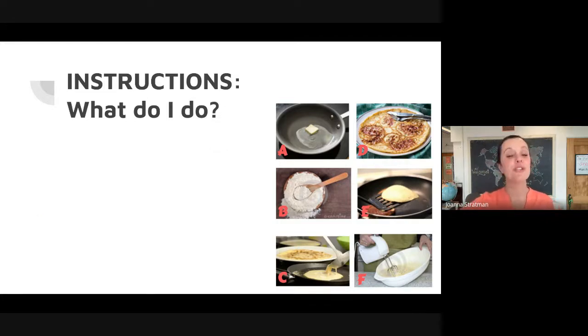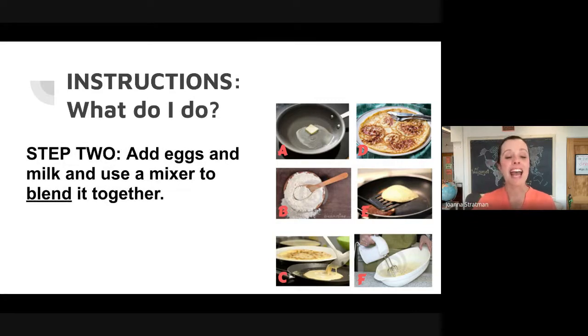Next, step 2. Add eggs and milk and use a mixer to blend it together. What picture shows this step? It is F. Picture F shows add eggs and milk and use a mixer to blend it together.